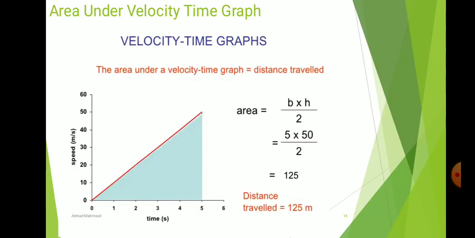Okay. So here we have a question in which we have to find the distance with the help of a velocity time graph. We will find the area under this red line, which will be a triangle. The area of the triangle is equal to 1 over 2 into base into height. The base is 5 seconds, the height is 50 meters per second. So 5 multiplied by 50 divided by 2 will be equal to 125 meters. So the area under the velocity time graph gives us the distance.